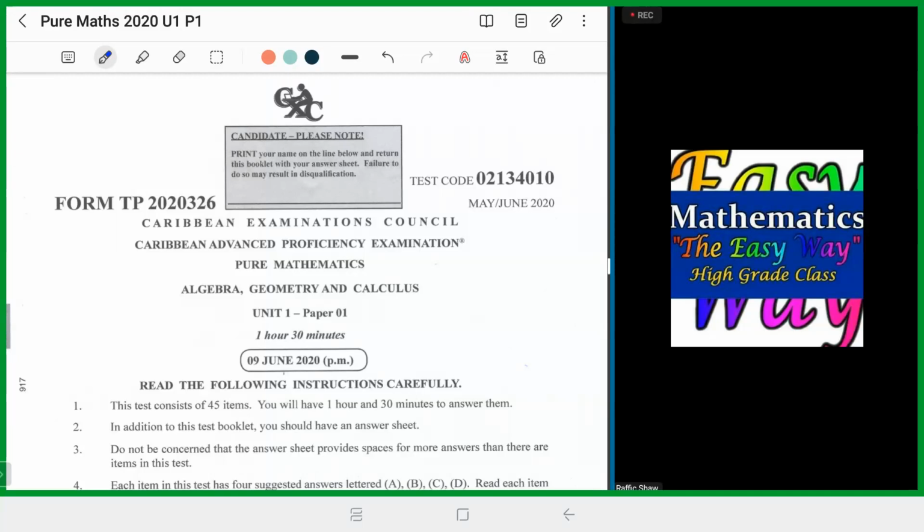What I find is that when I give the answers to these questions, persons prefer to actually see the work now rather than just look at the answers or the solution in writing. So yeah, this is another pure maths paper, unit 1. This is the June 2020 paper 1, and Jordan asked me to do this paper.